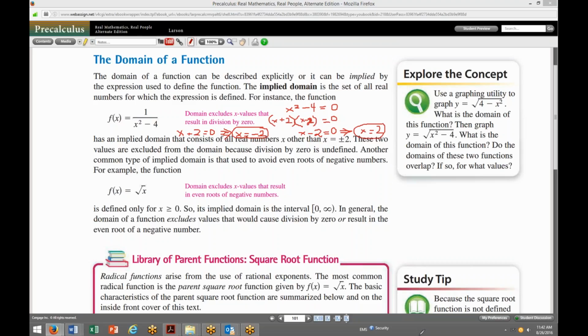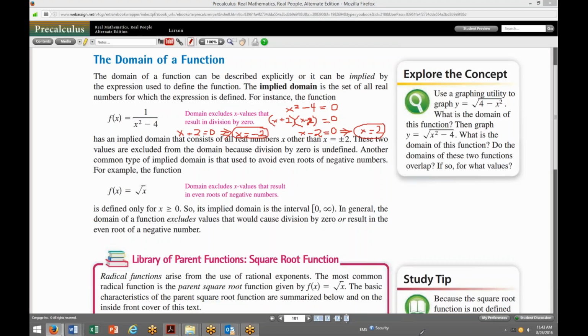The text gives you this term implied domain. It's simply implied because it's not stated there, oh, by the way, -2 and 2 are not included in the domain. It doesn't say it, but we as people skilled in algebra understand that the domain of the function cannot include any x values that make the function expression be undefined. So we cannot divide by 0. So x being -2 and 2 are excluded.